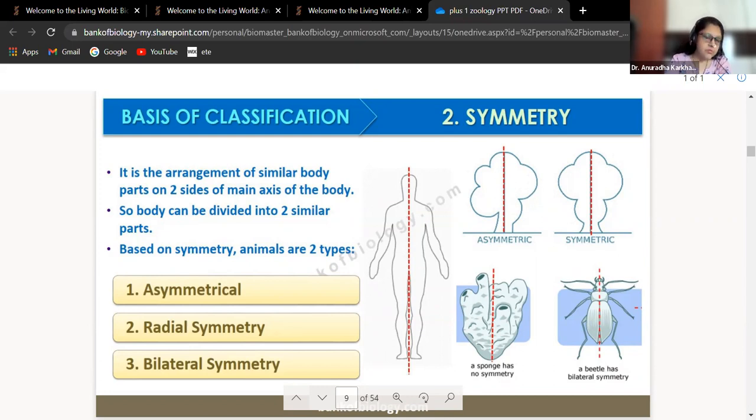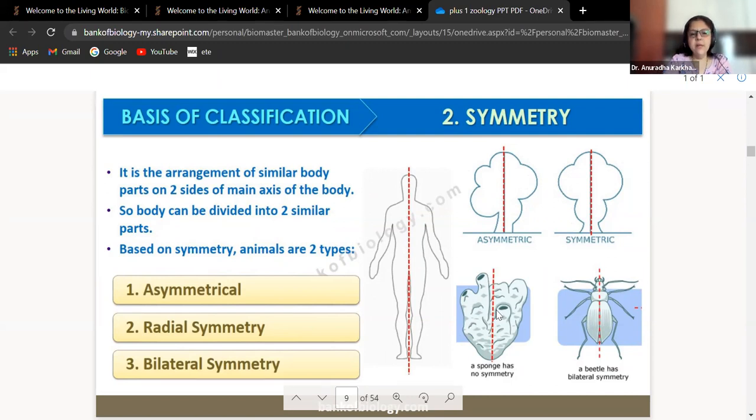Animals are of three different types. It's a mistake, your two लिखा है. Three है. Asymmetrical, radial and bilateral. So here you can see asymmetrical. ये ऐसा इसका shape है ना बेटा कि इसको दो parts में हम equally distribute कर ही नहीं सकते. Right? तो ये देख. This is a sponge. Okay? A sponge has no symmetry. You cannot divide it into two equal parts at any given moment.